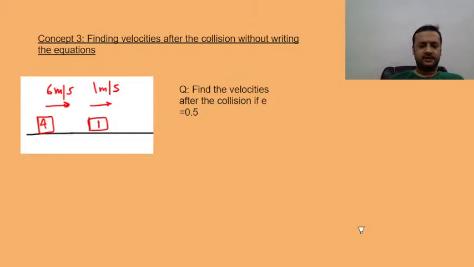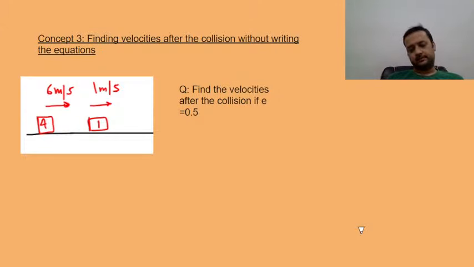The question is a very simple, JEE Mains level question: you have to find the velocities of each of the blocks. Here you can see there are two blocks, 4 kg and 1 kg. The 4 kg block is moving at 6 meters per second and the 1 kg block is moving at 1 meter per second. You have to find the velocities of each block after the collision, and the coefficient of restitution is given as 0.5.